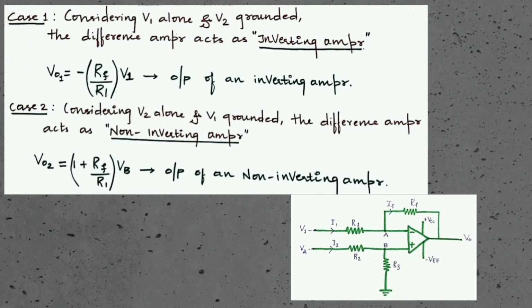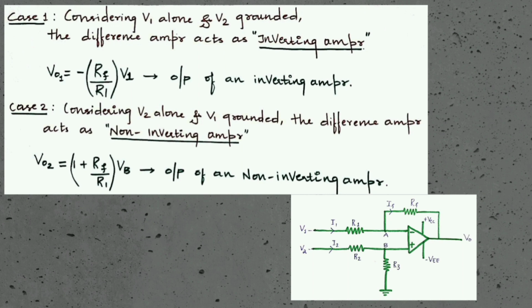Considering V1 alone and V2 grounded, the difference amplifier acts as an inverting amplifier. Here in short, I have written AMPR for amplifier. You can consider it as amplifier. So, what is case 1 saying? We should assume that the input voltage is applied only to the inverting terminal of the op amp, whereas the non-inverting terminal of the op amp is grounded. By assuming in that way, your complete circuit will act as an inverting amplifier. Therefore, your output voltage will be V01 is equal to minus Rf by R1 into V1. That is the output of an inverting amplifier.